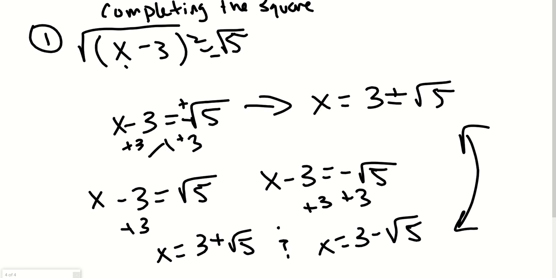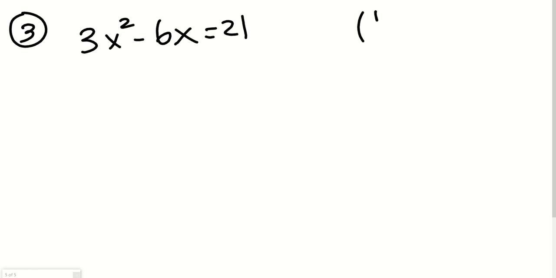Now, let's do number 3. You have 3x squared minus 6x equals 21. So they want us to complete the square here. So they want us to use the formula b divided by 2 and then square it. Okay? And that's going to give us our third term.